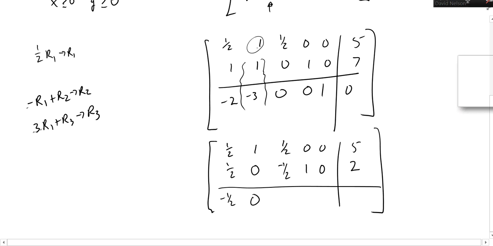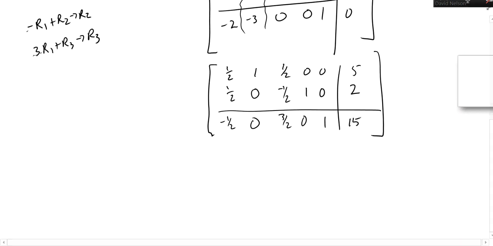0 for the next one. 3 times 1 plus negative 3 is 0. 3/2 plus 0 is 3/2. 3 times 0 plus 0 is 0. 3 times 0 plus 1 is 1. 3 times 5 is 15. Plus 0 stays 15. So I'm getting closer, but I'm not there yet. I've got a negative here in the bottom row still, so I have to do another pivot.